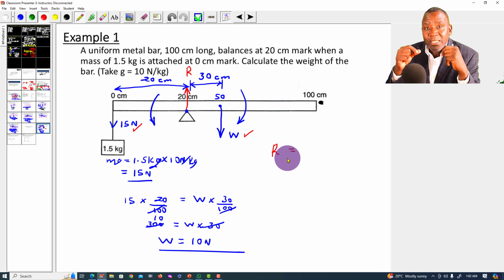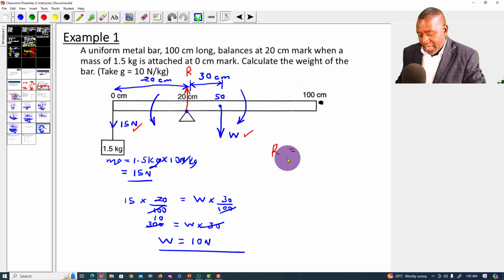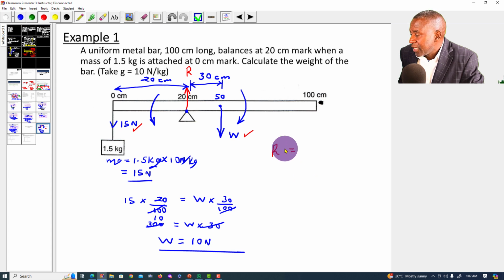Which states that the resultant force on the system is 0. What that means is that the sum of upward forces, for example, is equal to the sum of downward forces. And the sum of upward forces is this reaction. The sum of downward forces is the W, which is 10, plus 15, which gives us 25 newtons.